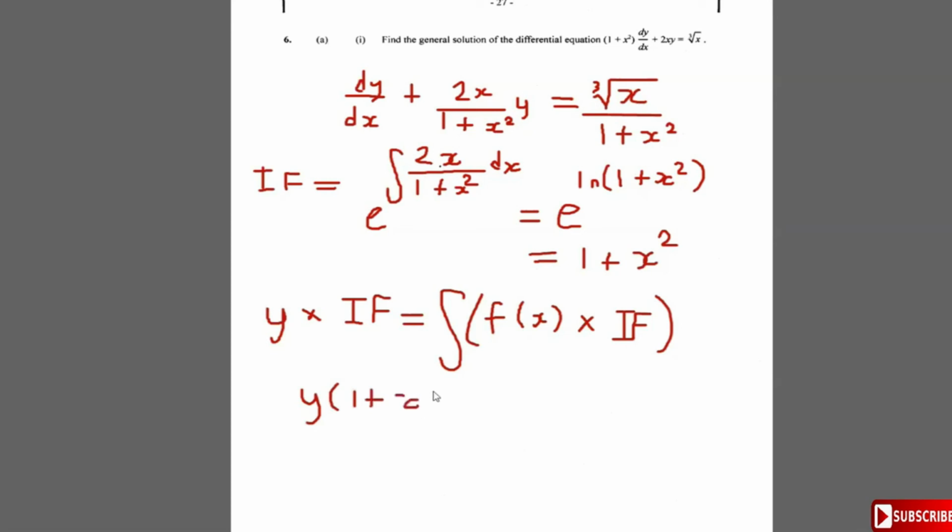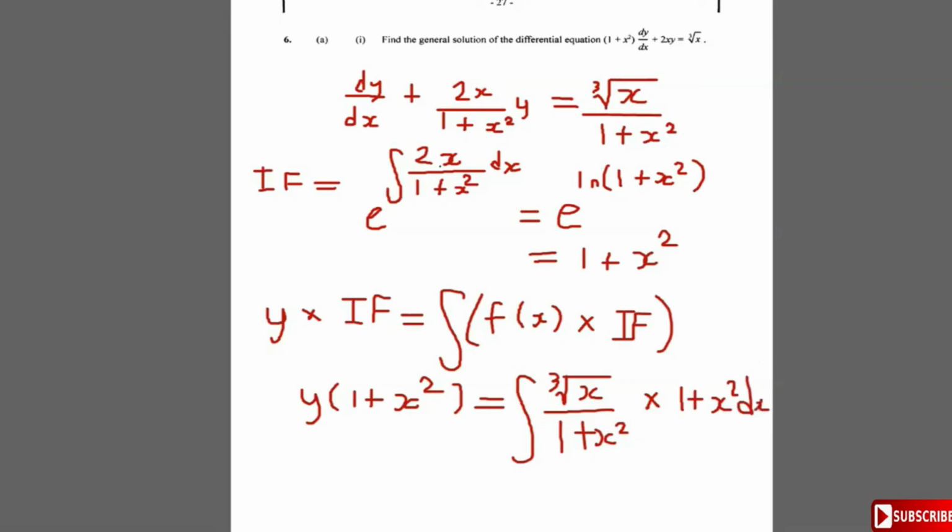So y times 1 plus x squared is equal to the integral of f of x, which is this times the integrating factor. So it's equal to the integral of the cube root of x over 1 plus x squared, times 1 plus x squared, dx. Now, as you can see, the 1 plus x squared here is going to cancel the 1 plus x squared here. And so we're just integrating x to the 1/3 power.